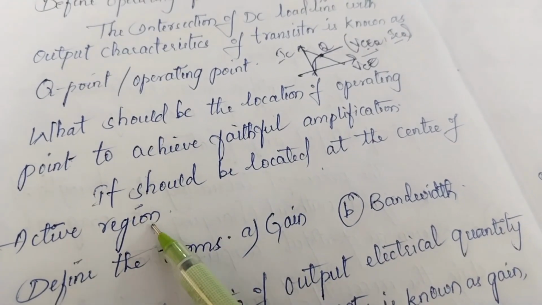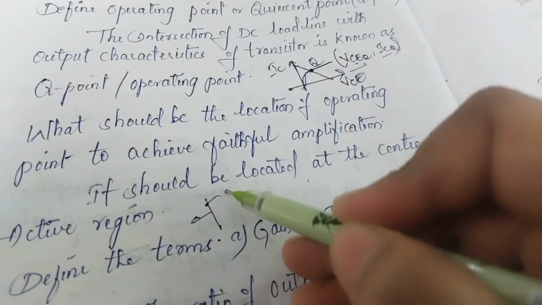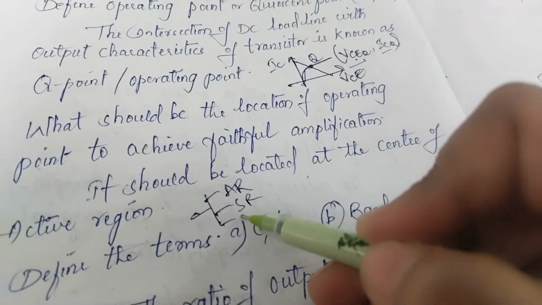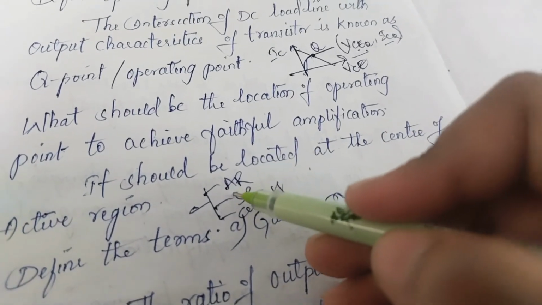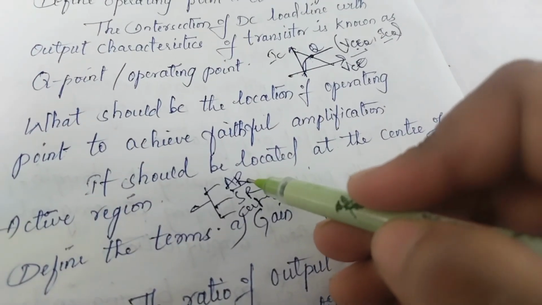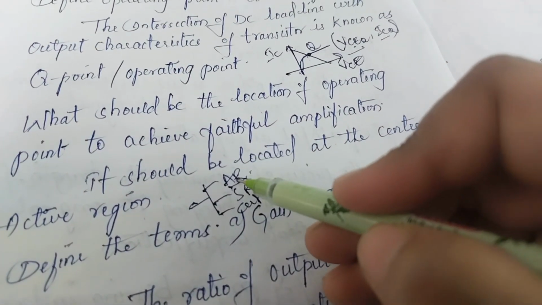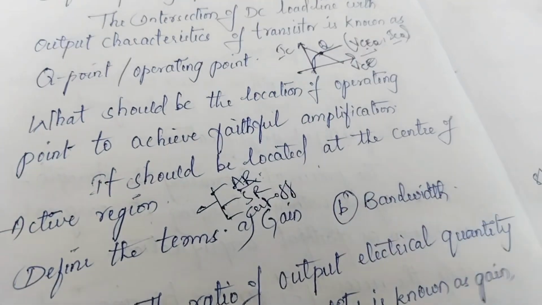So already we have discussed that transistor operates in three regions. First one is active region, next is saturation region, and the next one is cutoff region. So out of these three regions, in active region, transistor functions like amplifier. And to obtain the faithful amplification, the location of the operating point should be at the center.